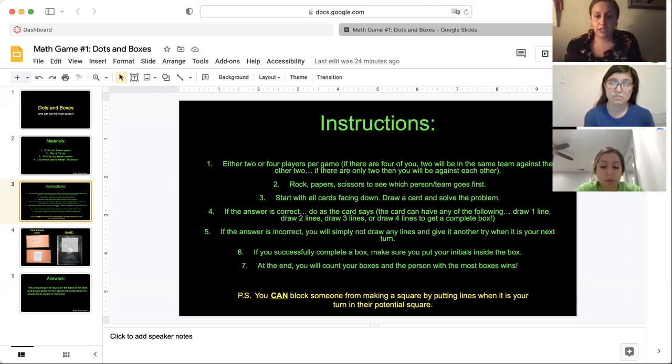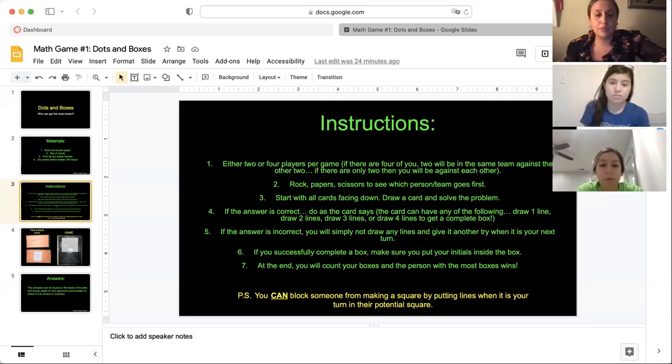So if they got it right, they're going to either draw 1 line, 2 lines, or 3 lines, or even there's some that say draw 4 lines to complete a box. And if they complete a box, they put their initials inside of the box. If the answer is incorrect, they're going to simply not draw any lines and give it another try when it is their next turn. And then I just remind them, if you successfully complete a box, make sure you put your initials inside the box. At the end, you will count your boxes and the person with the most boxes wins.